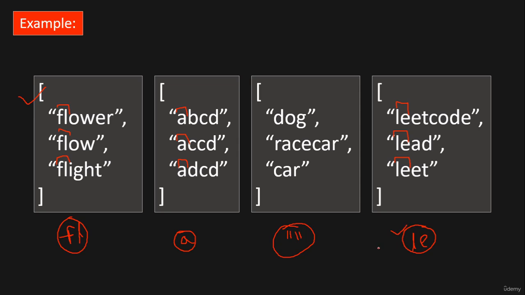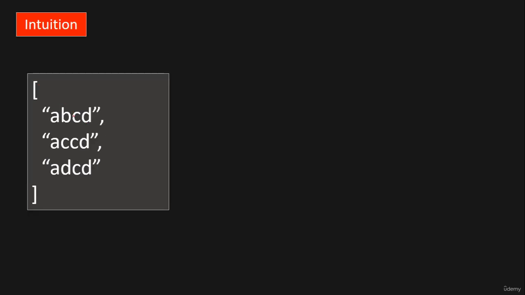Now how can we solve this problem? We can solve this problem by constructing a trie data structure. But we're going to solve this problem in linear time complexity. Let's see how we can solve this problem. For example, let's say we're given this array of strings. First, we're going to assume the string at index 0 is the prefix.